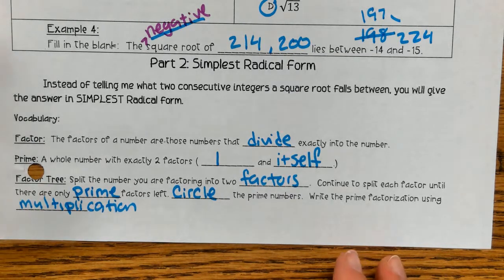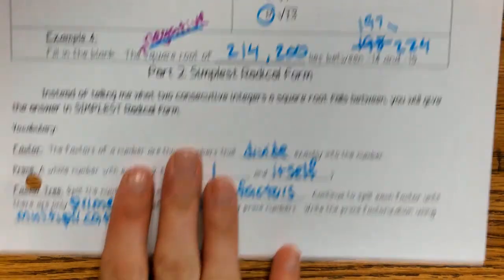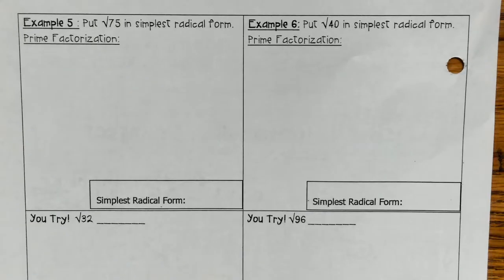Okay, turn the page. Alright. So I'm going to do 2 examples, and then you are going to do 2 problems on your own. So example 5 says, put the square root of 75 in simplest radical form.